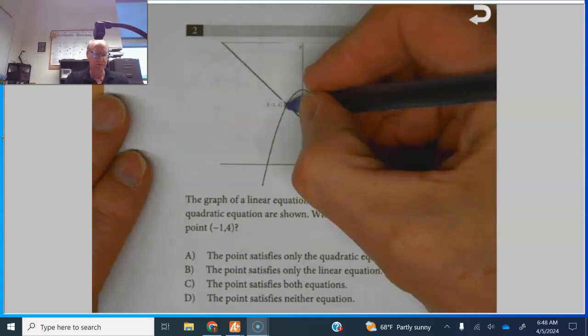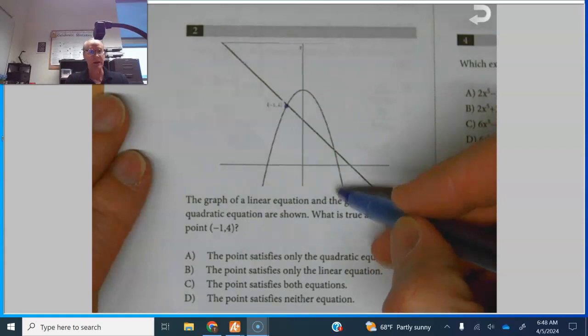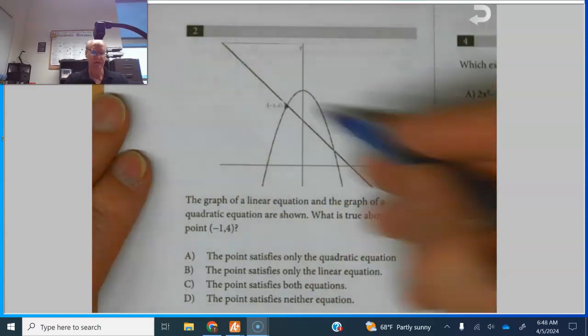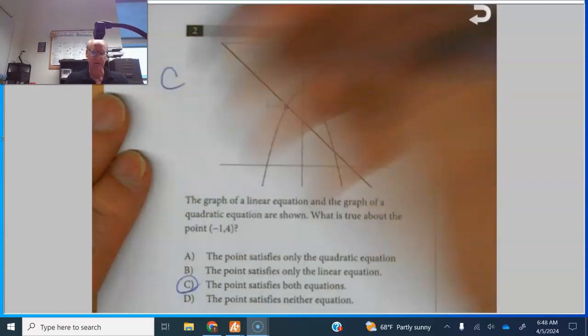This is a solution to the system of a parabola and a line. This is one of the solutions, so it satisfies both equations. C, and we're moving on.